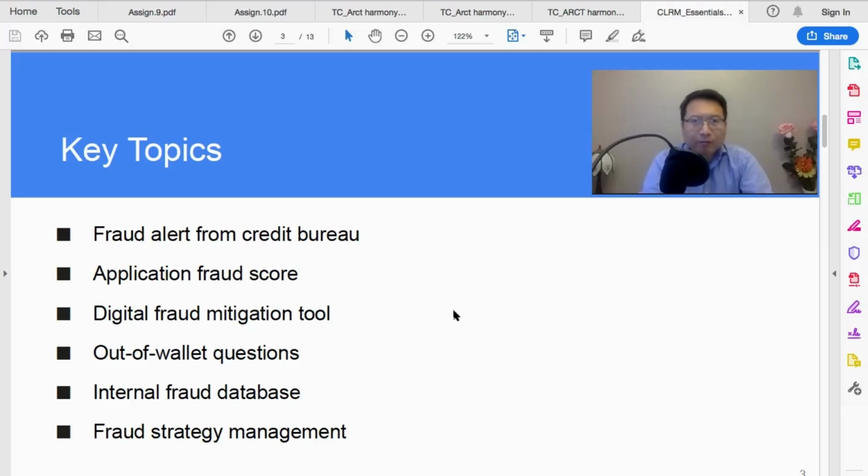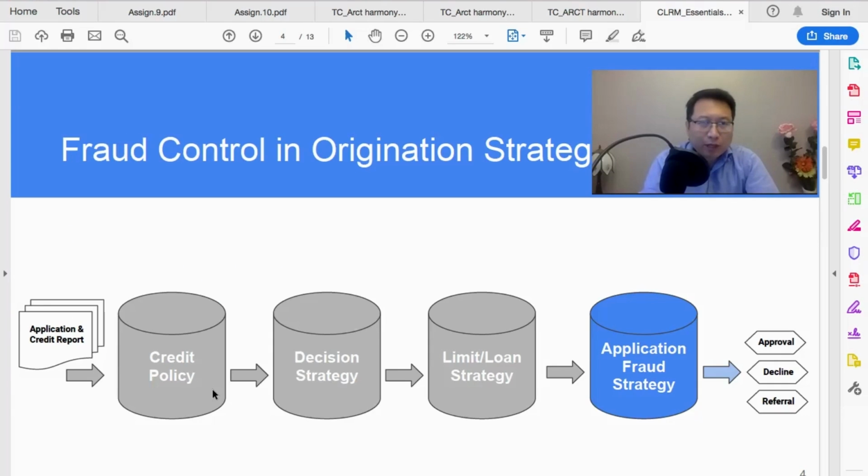Okay, let's get started. First there is a recap of the origination strategy flow. We start with application, then there's credit report obtained from credit bureau, then it goes through the credit policy decision strategy. If application is approved, we continue to the limit loan strategy. If everything is good, it does not get kicked out yet, the last component is the application fraud strategy.